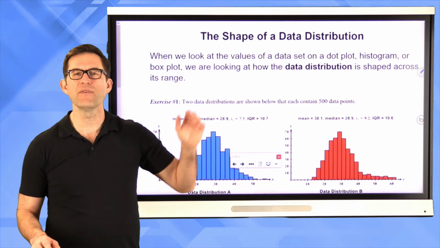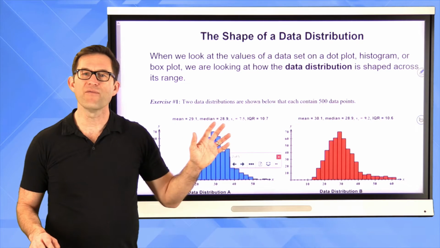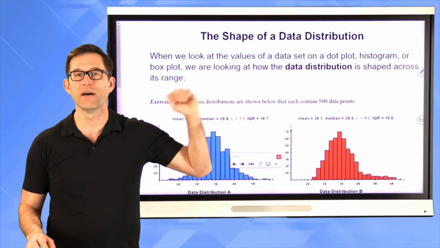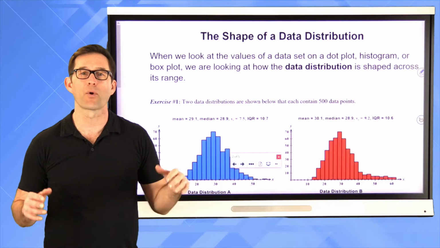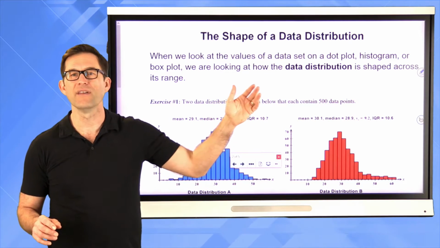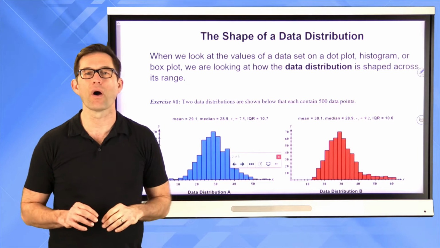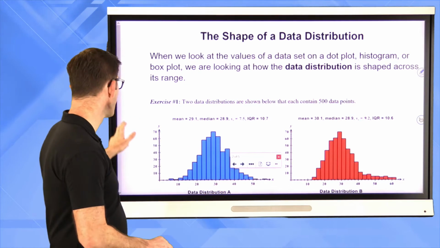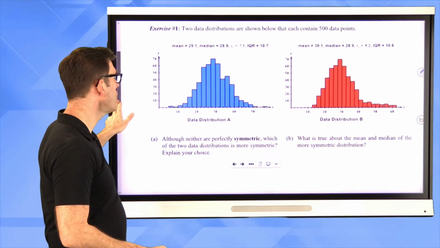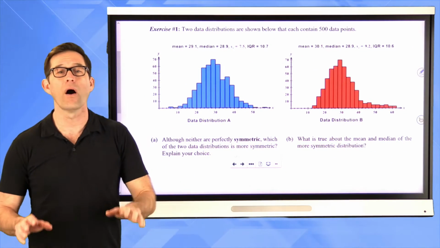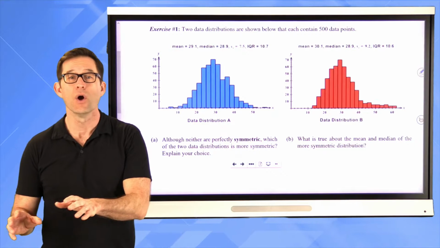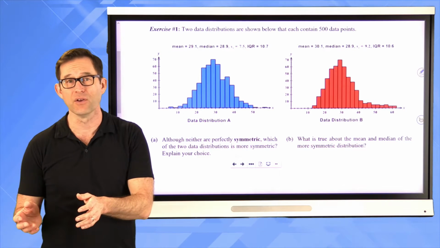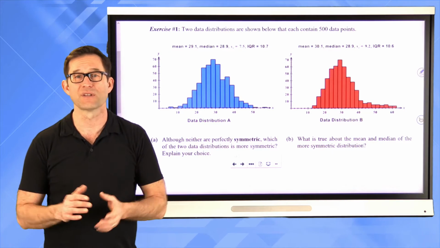Now, the shape of a data distribution. When we look at the values of a data set on a dot plot, a histogram, or a box plot, we're looking at how the data distribution is shaped across the range of the data. And that is very, very important, because if it looks one way or another, that will affect which types of statistics we should or can use in order to answer our statistical question.